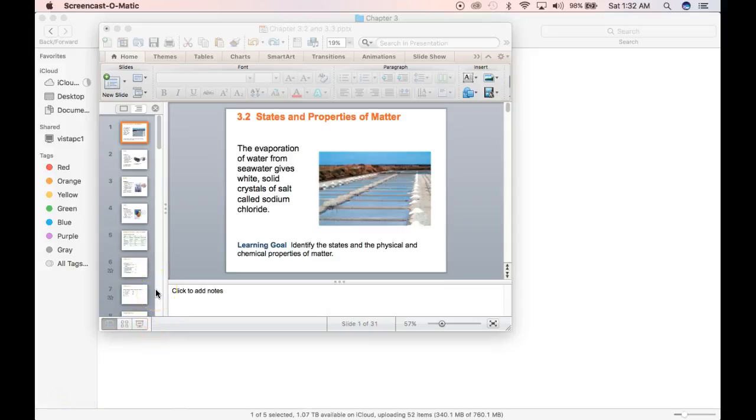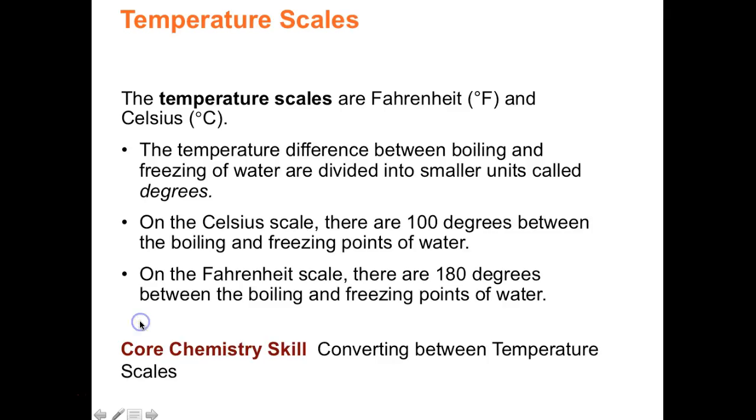Continuing with sections 3.2 and 3.3 from the last video, we were talking about temperature and the temperature scales: Fahrenheit, Celsius, and Kelvin. These temperature scales are determined with respect to the melting and the boiling point of water. On the Celsius scale, the freezing point of water is 0 degrees Celsius and the boiling point is 100 degrees Celsius. So between the two points there's 100 degrees.